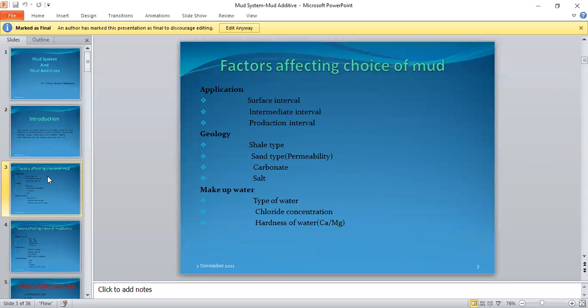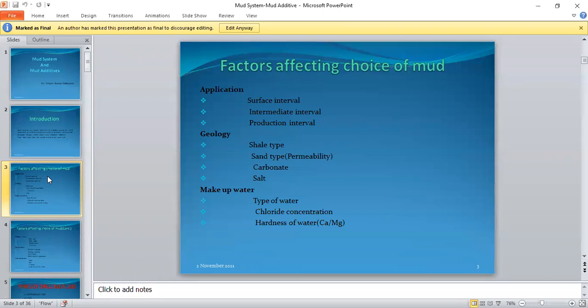Is the formation a sand type? Is it sand, which is permeable? The permeability of sand, you know, is more than that of shale. Do you have sand there? If you have sand, what kind of mud are you going to use? And what kind of weighting material are you going to use? What is best in taking care of that permeability? You may decide, I'll still use water base.